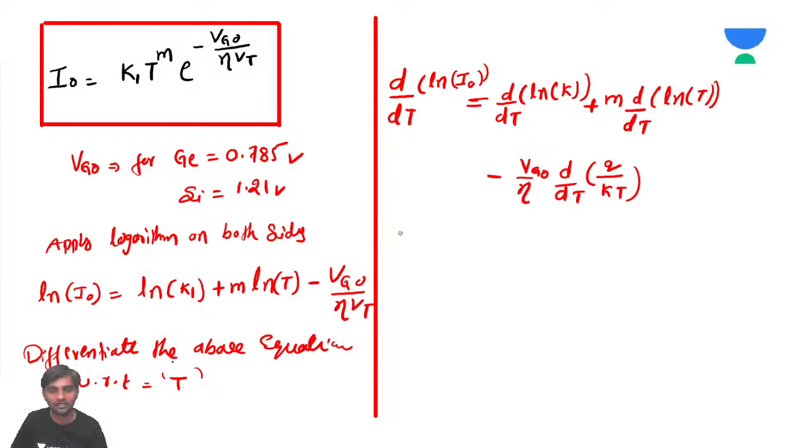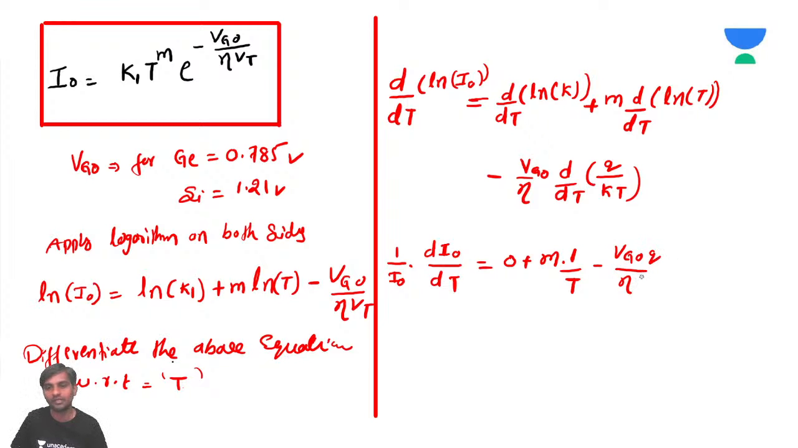Now what we'll get is 1 by I naught into dI naught by dt. This is constant, so you'll get 0 here plus m here. What is the derivative of the natural logarithm of T? You'll get 1 by T here. Then minus Vg naught q by eta k into d by dt of 1 by T, which is minus 1 by T square.